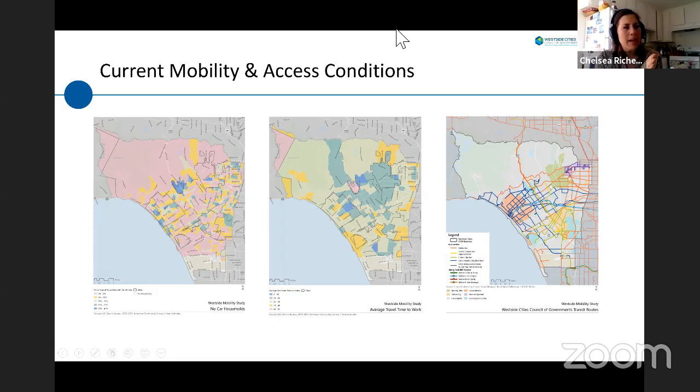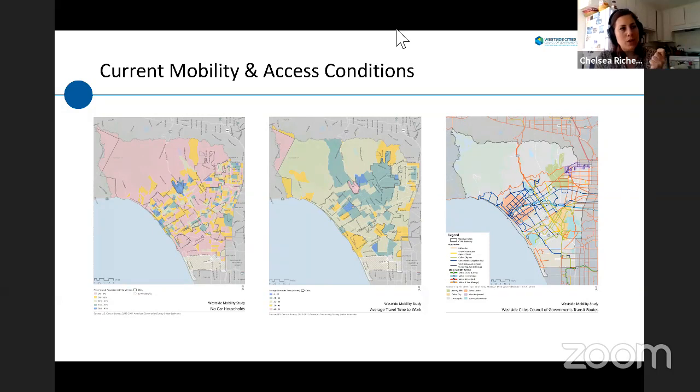And then on the right, all the way to the right, it just shows the transit routes that are available on the west side. So from left to right, the no car households, the blue and green areas are the ones that have a higher concentration of no car households. So households that don't have any access to a vehicle at all. The middle map is the average travel time to work. So yellow and pink are the areas that have the highest travel time to work. Green and blue on this map have lower travel times to work.